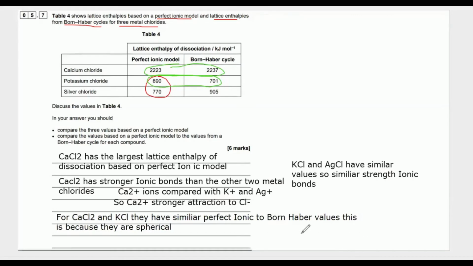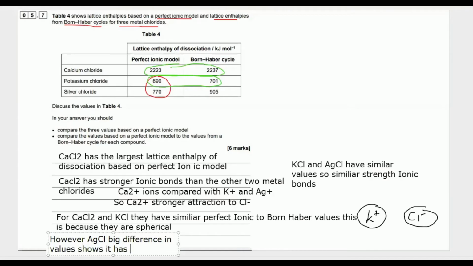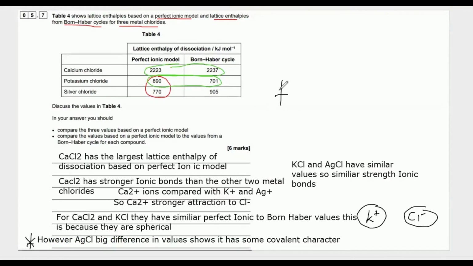However, when we look at silver chloride, which is 770 for the perfect ionic model, and 905 for the Born-Haber lattice enthalpy of dissociation, what we can see is there's a big difference. That's a 135 difference. So why is there a big difference in the lattice enthalpy of dissociation for the Born-Haber? Why is it higher? This is because silver chloride must show some covalent character. Covalent bonds are normally slightly stronger than ionic bonds, and therefore we've got an increase in the expected strength of the bond. And this is because the Ag+ ion must be very polarizing and so distort the electron cloud around the chloride ion, preventing it from being a sphere, basically.